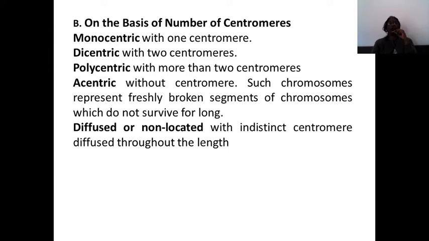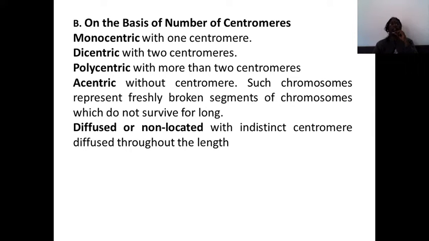On the basis of the number of centromeres, the classification of chromosomes is done as monocentric if it has one centromere. Dicentric means the chromosome has two centromeres. If the chromosome has more than two centromeres, it is termed as polycentric, and without a centromere the chromosome is termed as an acentric chromosome. Such a chromosome represents a freshly broken segment of chromosome which does not survive for a longer time.